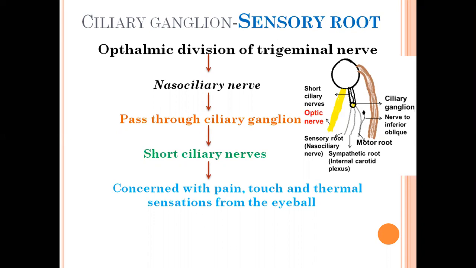Then again it will pass through and reach the spinal nucleus of the trigeminal. Okay, I think now you are clear with the sensory root. So next we'll go on to the sympathetic root of the ciliary ganglion. The sympathetic root arises from the sympathetic plexus around the internal carotid artery.